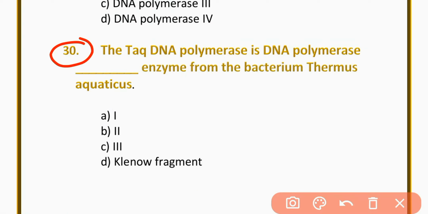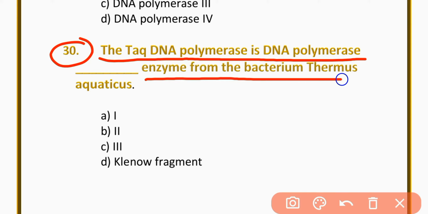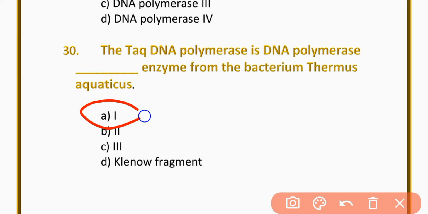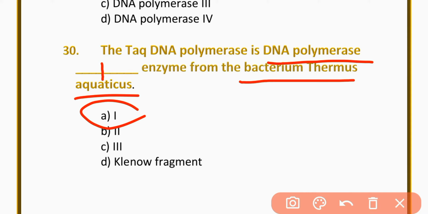MCQs 30. Taq DNA polymerase is a DNA polymerase enzyme from the bacterium Thermus aquaticus. The options are 1, 2, 3, Klenow fragment. The correct option is option 1, DNA polymerase 1 enzyme from the bacterium Thermus aquaticus.